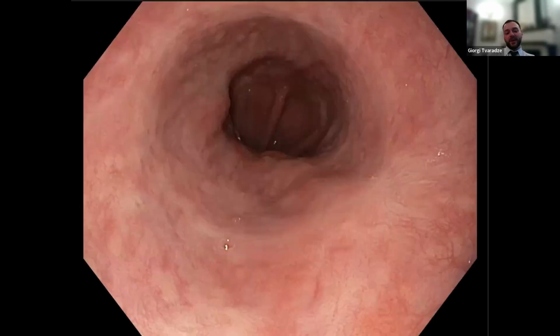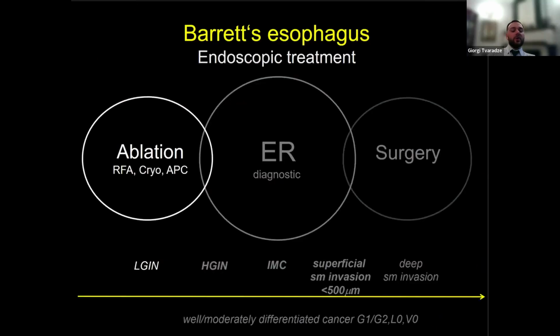So this is the same patient after 6 months. You can nicely appreciate new squamous cell epithelium in the previous Barrett segment. So nowadays you can also use for ablation RFA or cryoablation or APC.